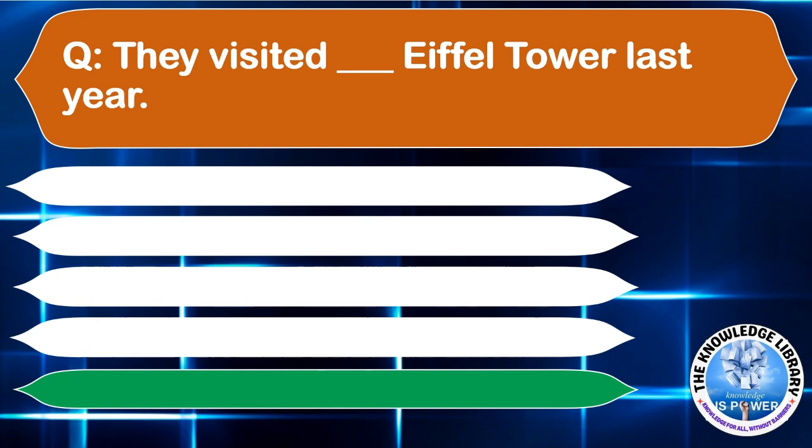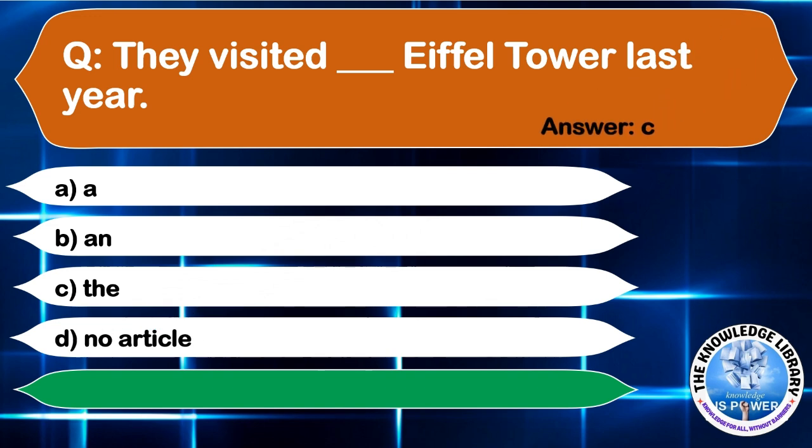They visited dash Eiffel Tower last year. Option A, a. Option B, an. Option C, the. Option D, no article. The correct answer is option C, the. Moving to the next question.